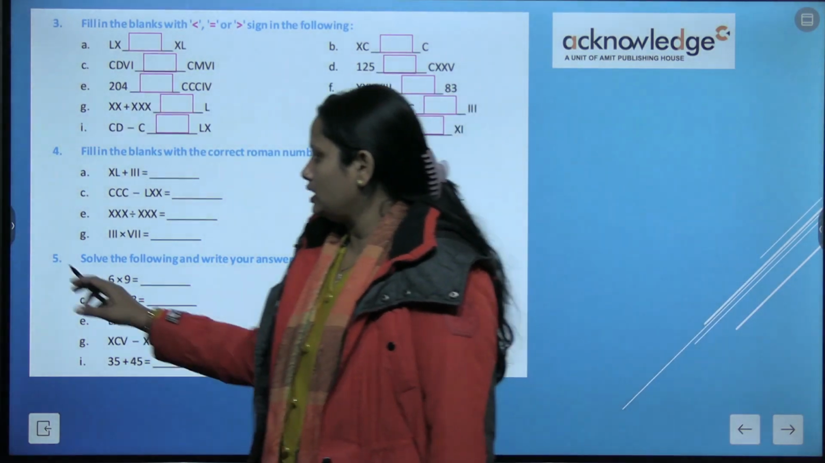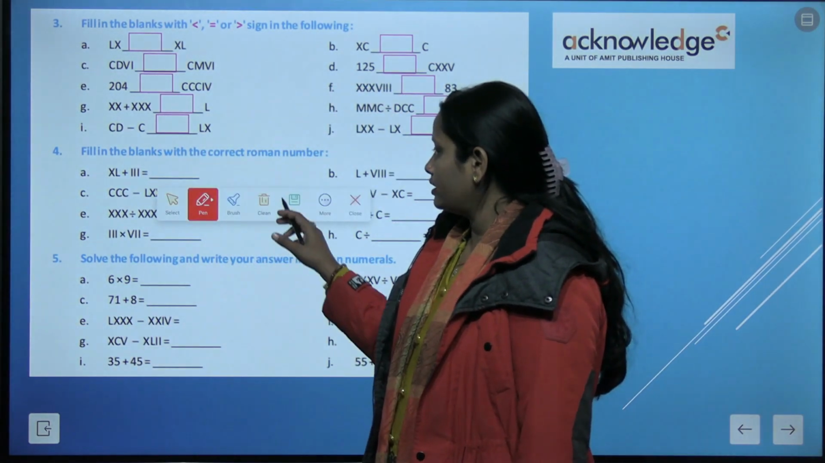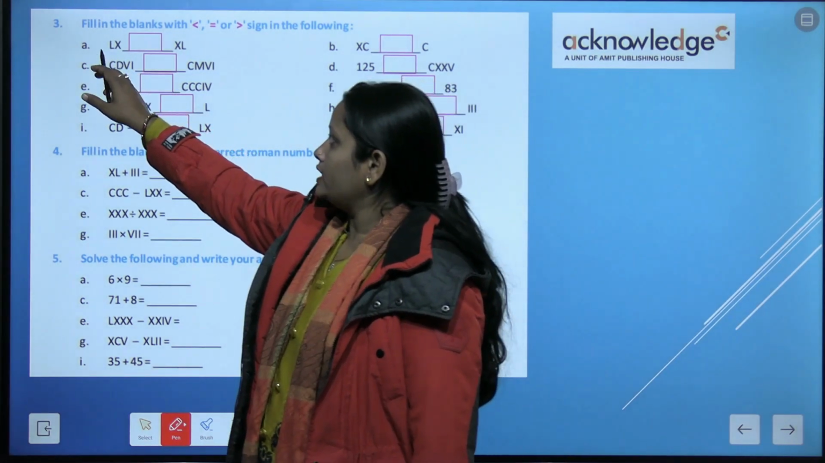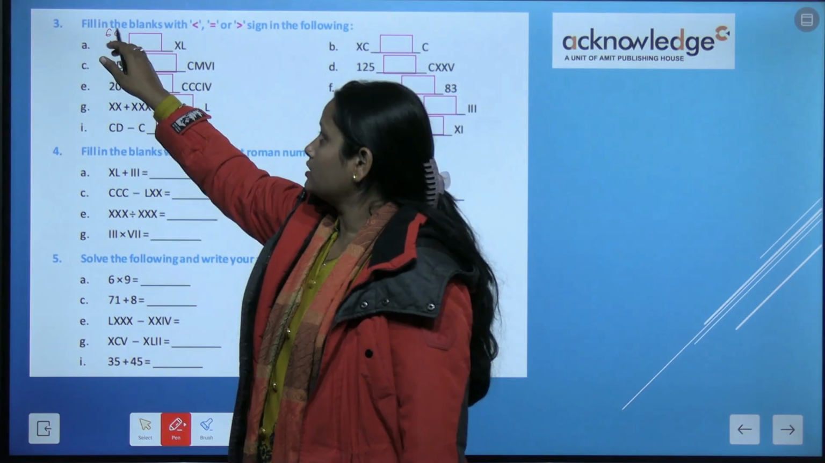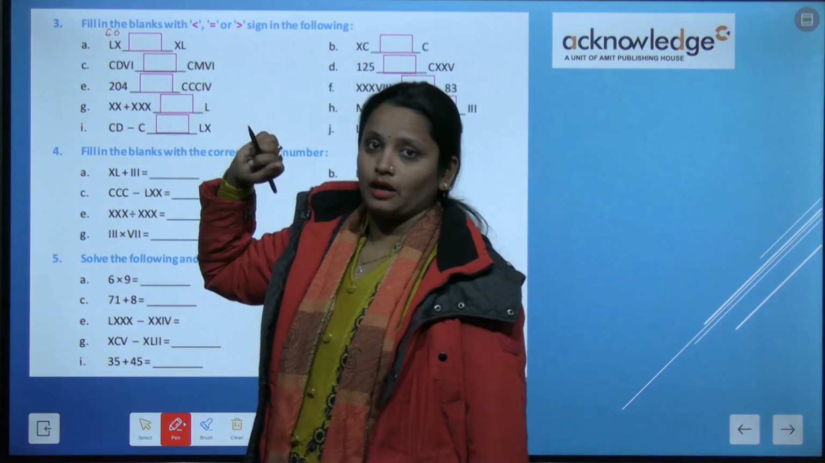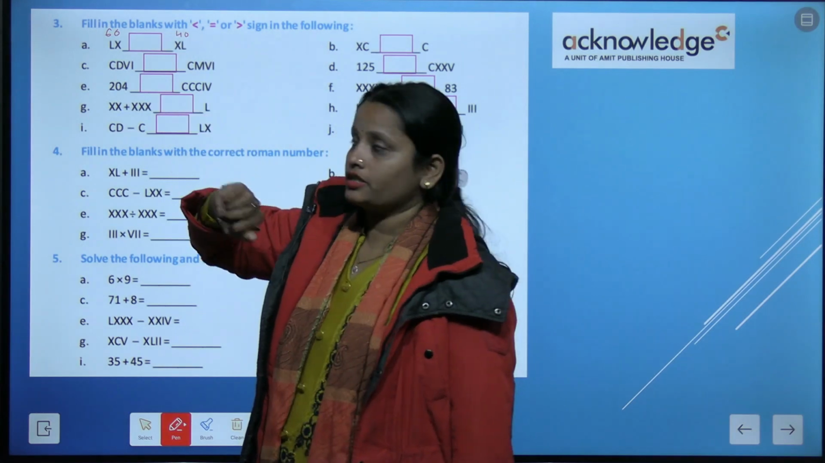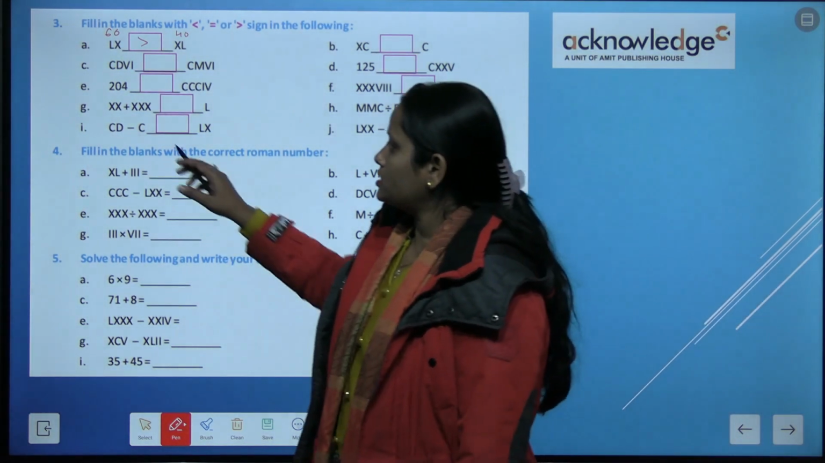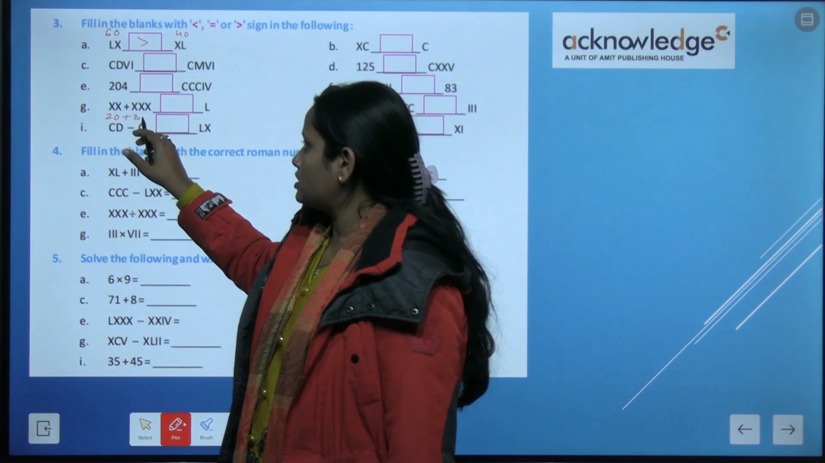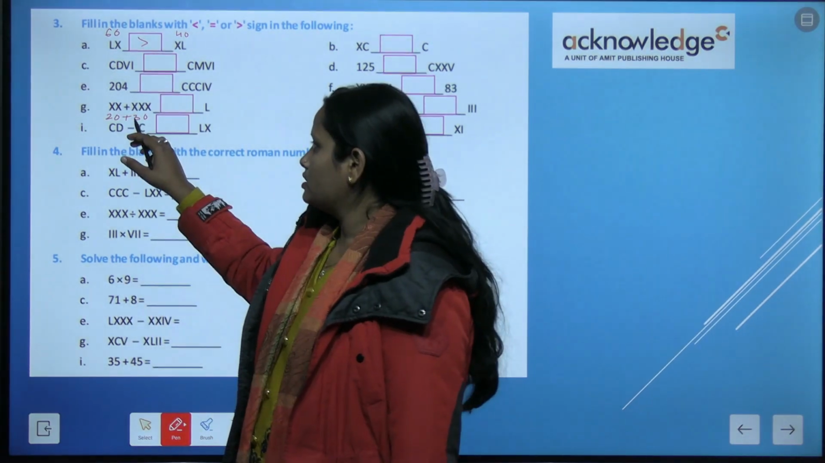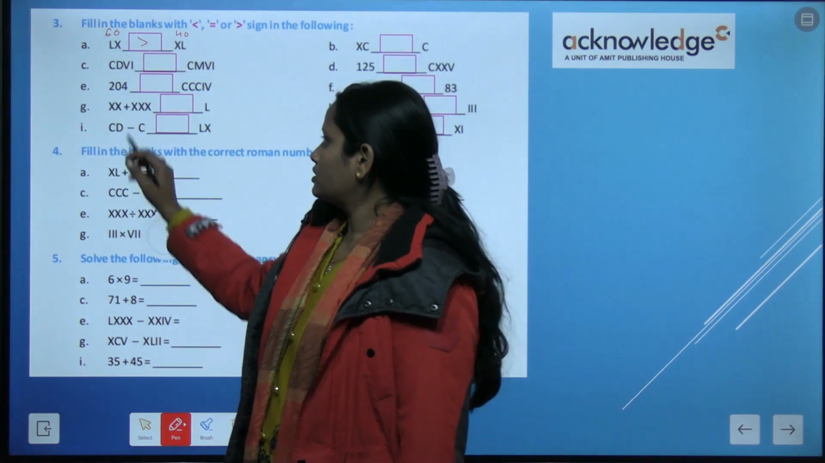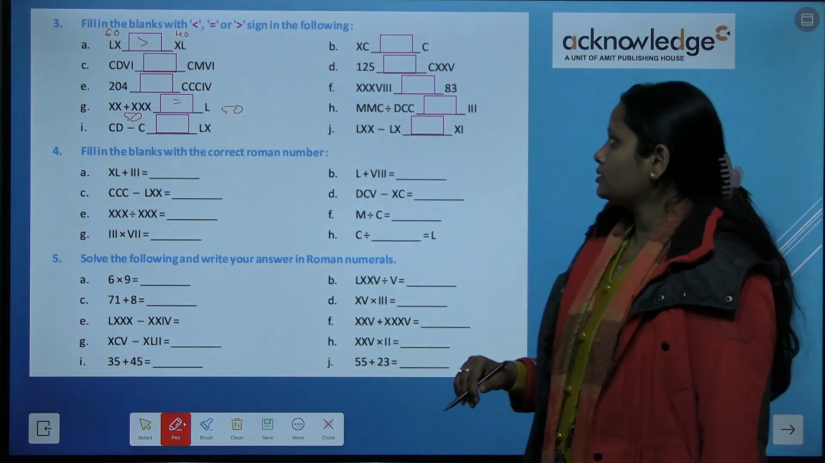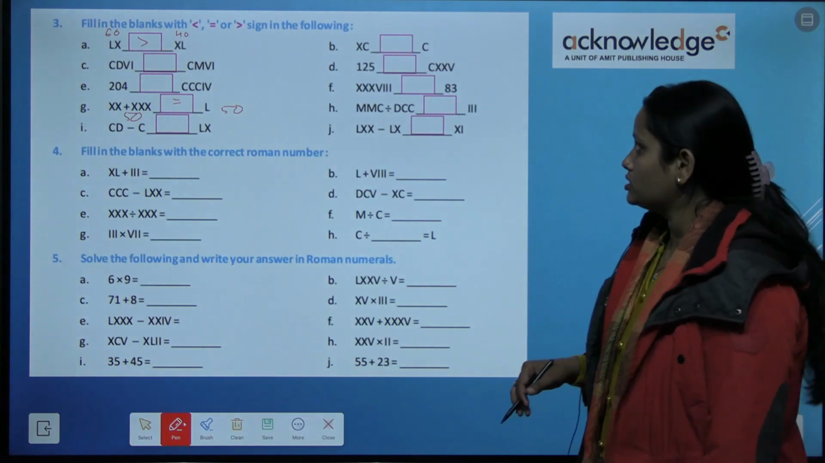Now let's do question number 3. Fill in the blanks with the greater than, smaller than or equal to sign. So LX means L is 50 and X means 60. तो ये है आपका 60 और ये XL means L में से X minus कर दिया आपने तो ये हो गया 40. So which one is greater? This one is greater. Similarly, here this is 20 and 30. क्या बन गया? 50. So this is 50. अब L का मतलब भी होता है 50. तो ये हो गया equal to. Similarly, children, you have to find the answer of the rest of the questions.